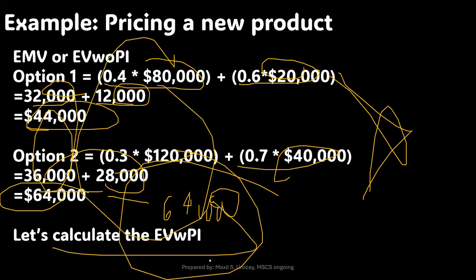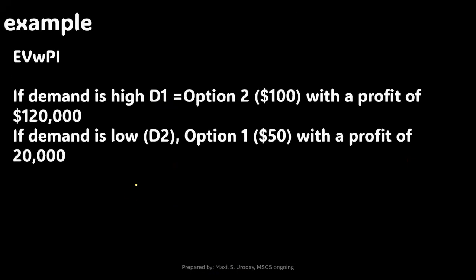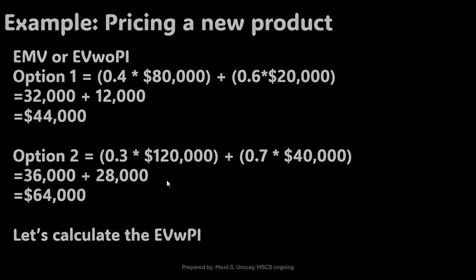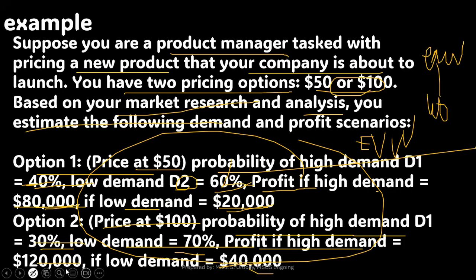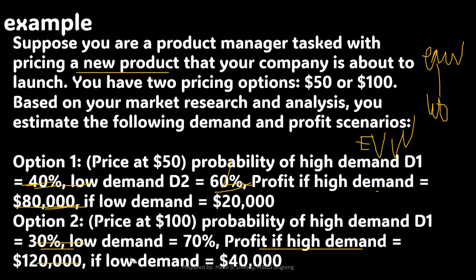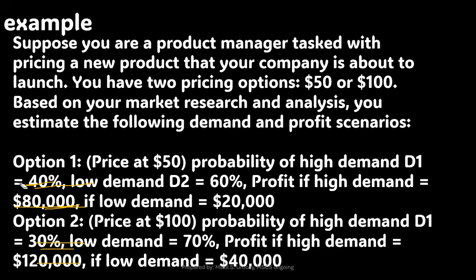So now let's calculate the EV with perfect information. With perfect information, how can we determine that? For determining that, if talking about high demand, you will check the high possibility. If talking about the low demand, you will check the low one as well.